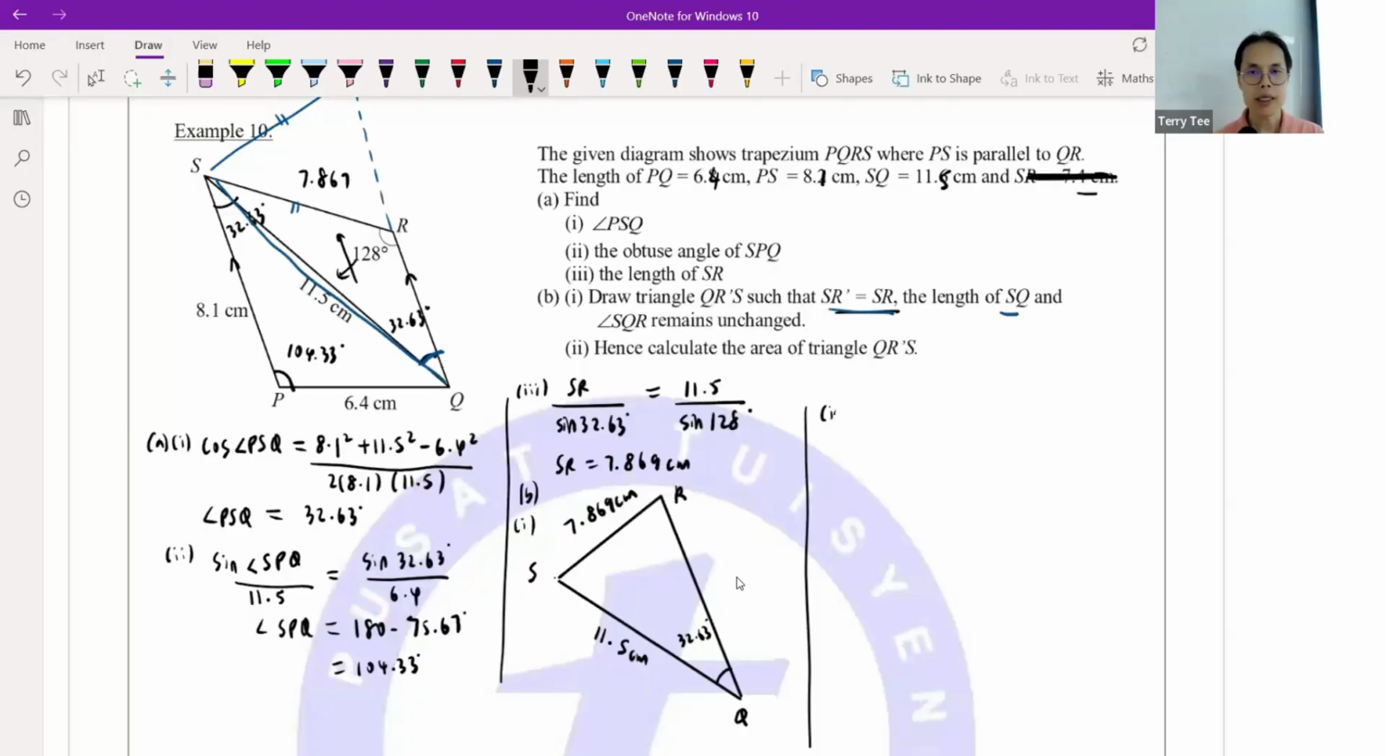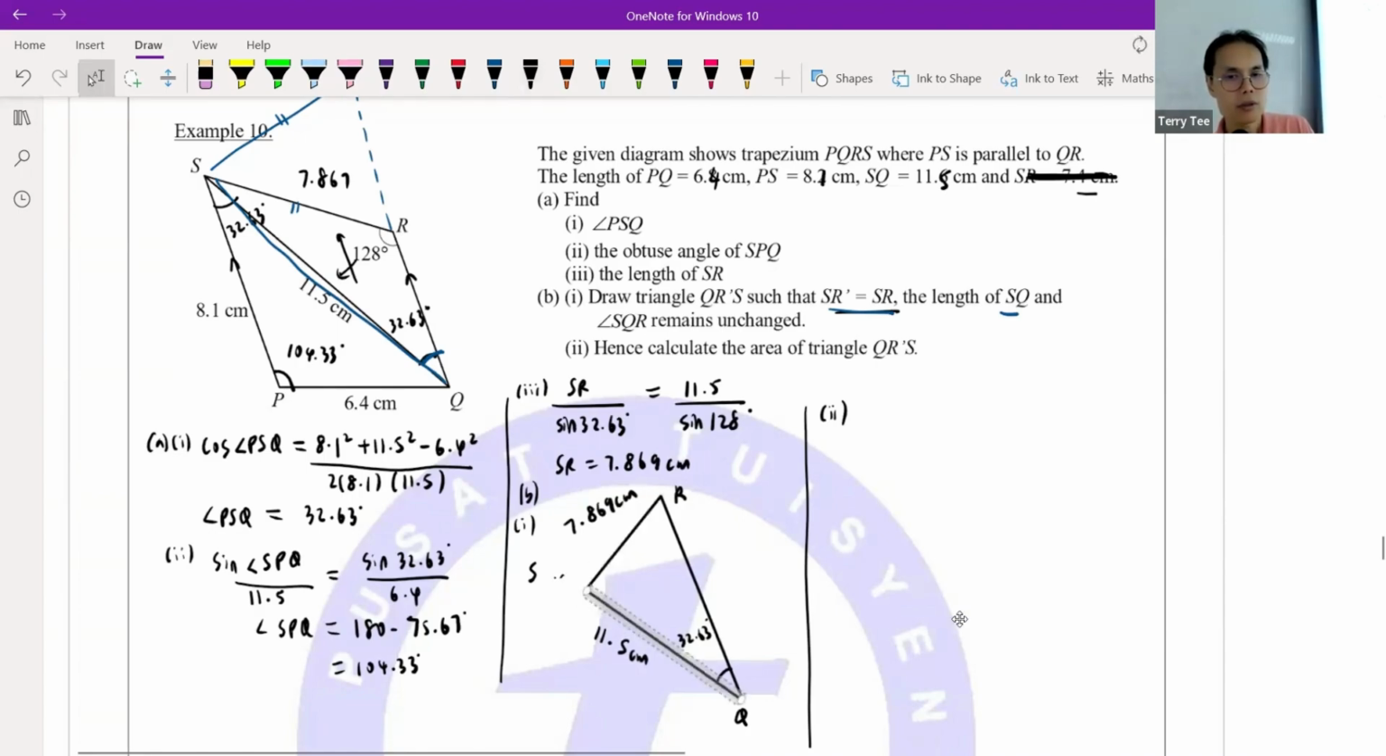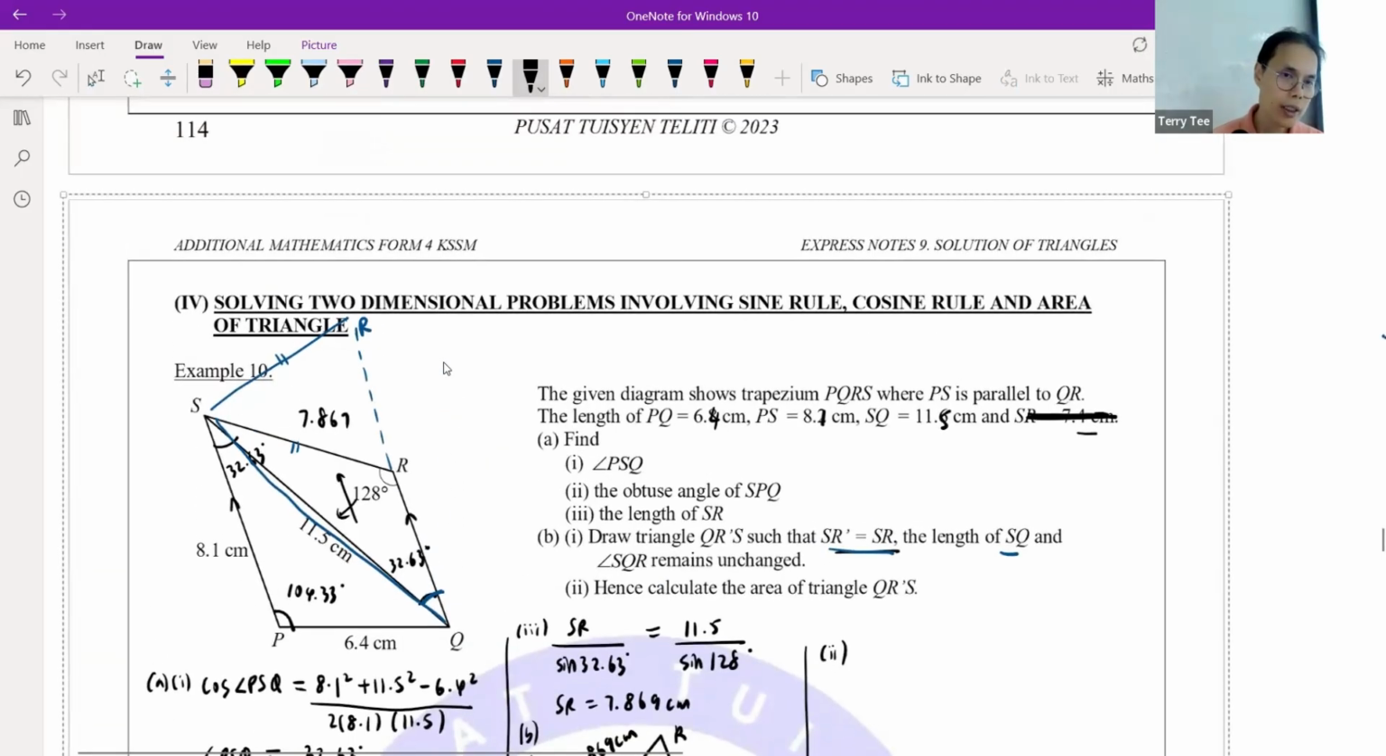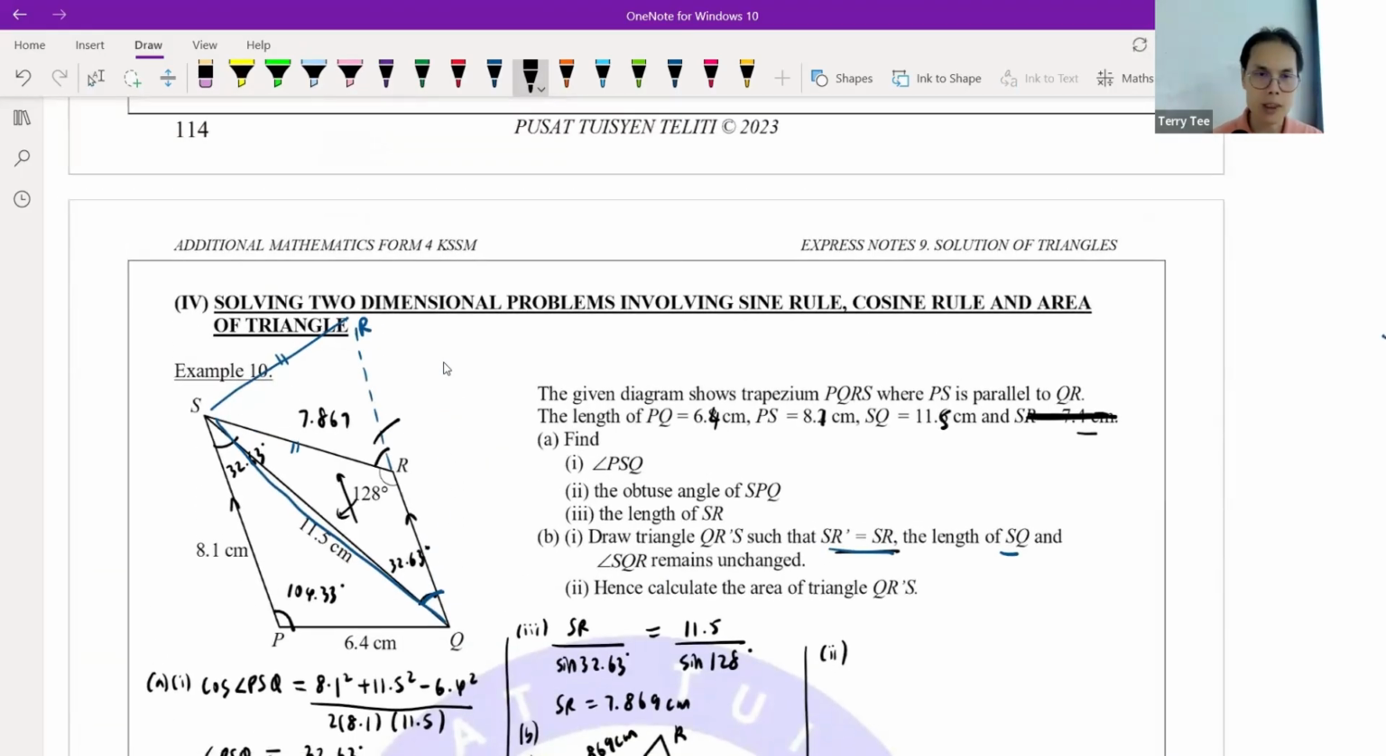Next, calculate area of this triangle. Now, before you calculate this area, I hope you know that, okay, maybe I can make this line slant a little bit more because it doesn't look like it. I must make it look like this, but my triangle a bit smaller. You see, this is 128. The angle next to it is 180 minus 128, 52, right?